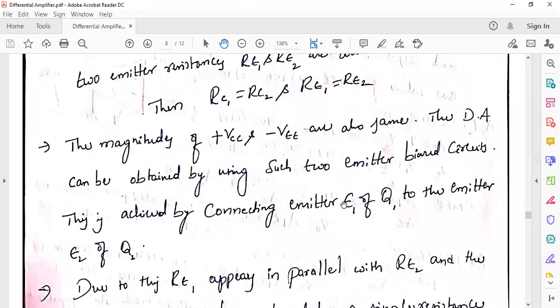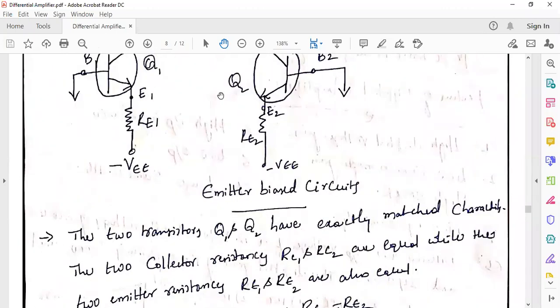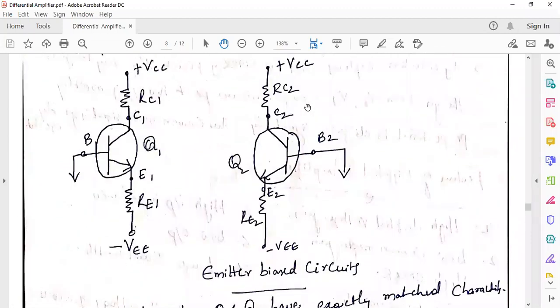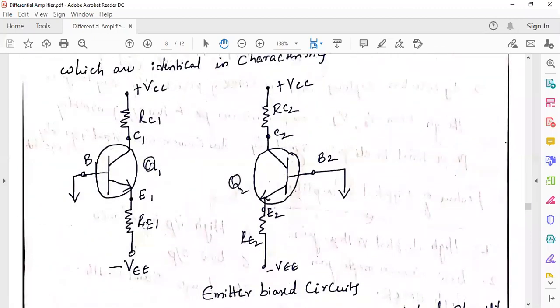Okay, then how is it achieved? How do we design a differential amplifier using these two, how we achieve a differential amplifier circuit using these two identical emitter bias circuits?